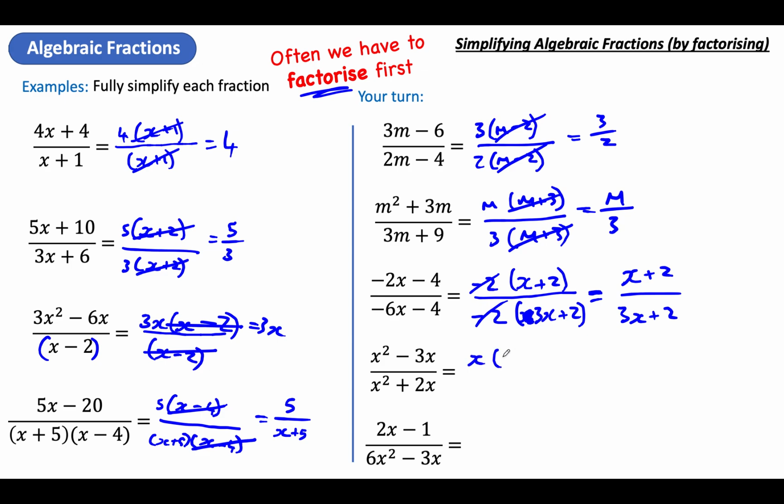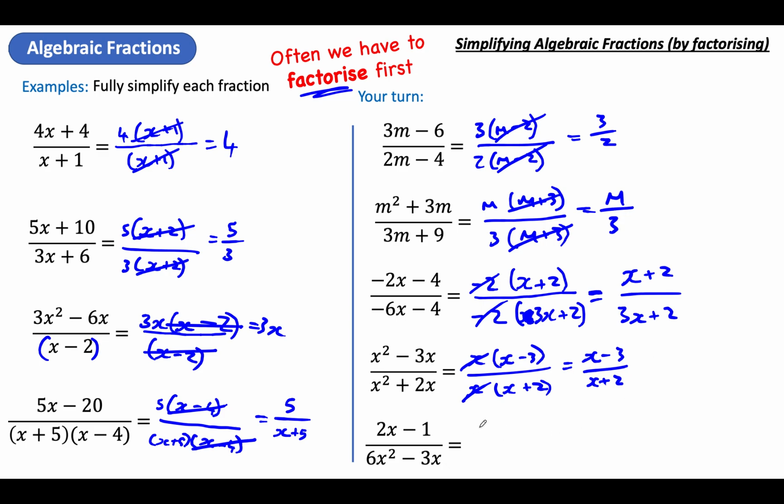Right, x and x minus 3 would be the top of that fraction. Underneath, x squared plus 2x, x can be taken outside, which would leave x plus 2. Again, we've got an x and an x that cancel out, which leaves the bits inside the brackets left over. X minus 3 over x plus 2.